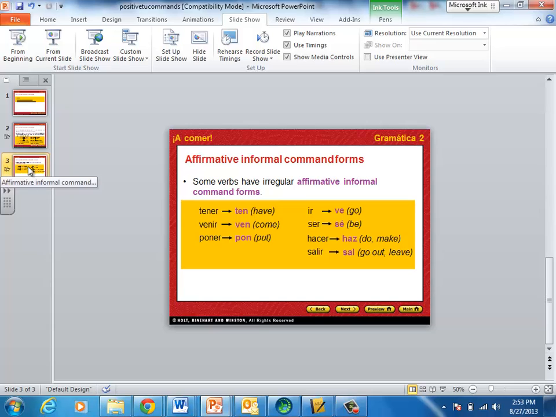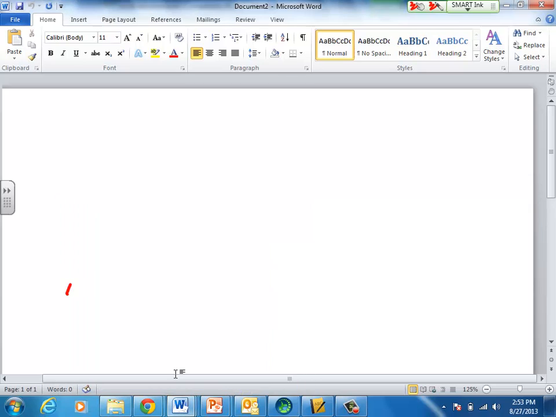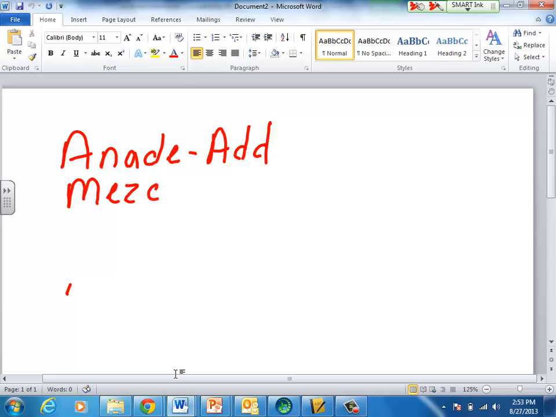I also want to think about some common verbs we would use in maybe our restaurant vocabulary. So these are some commonly used positive tú commands that I could see you using in your story. You might use añade, or add. You also might use mezcla, mix.